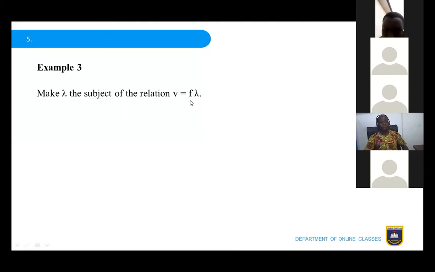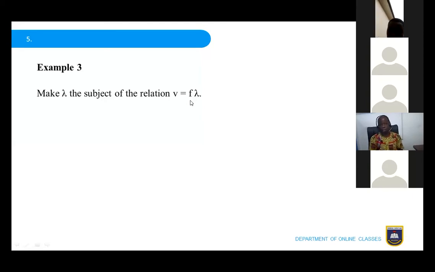Make lambda the subject of the relation V equal to FH. Now, you shouldn't forget our steps. You would ask yourself, is there any fraction? No fraction. Then you proceed to the next step. In this case, we don't have a fraction there. So you go to the next step, removing bracket. Is there any bracket? No bracket.